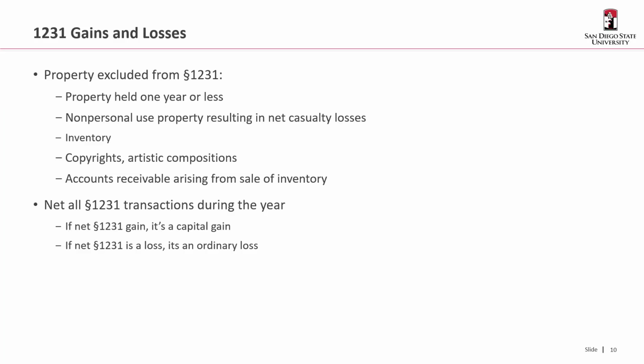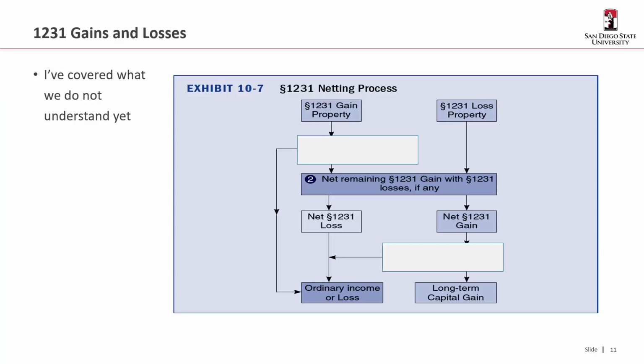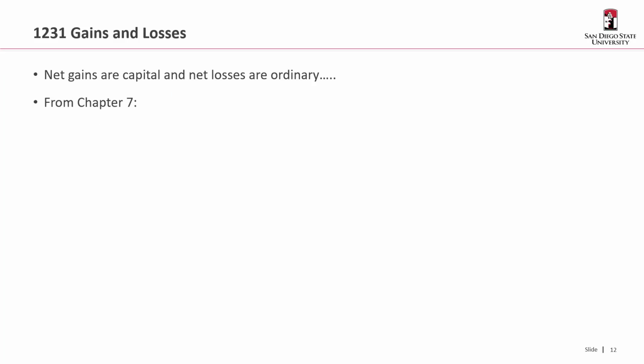Okay, and again, if we net all our 1231 transactions during the year and they're a gain, it's a capital gain. If we net them all during the year and it's a loss, it's an ordinary loss. Okay, so here's a flow chart we're going to go through the 1231 process, and at least for now I've blocked out what we don't know. So if I net to a gain, we would see, okay, net all 1231 gains and losses in step 2. If it's a loss, it's ordinary. If it's a gain, it's long-term capital gain.